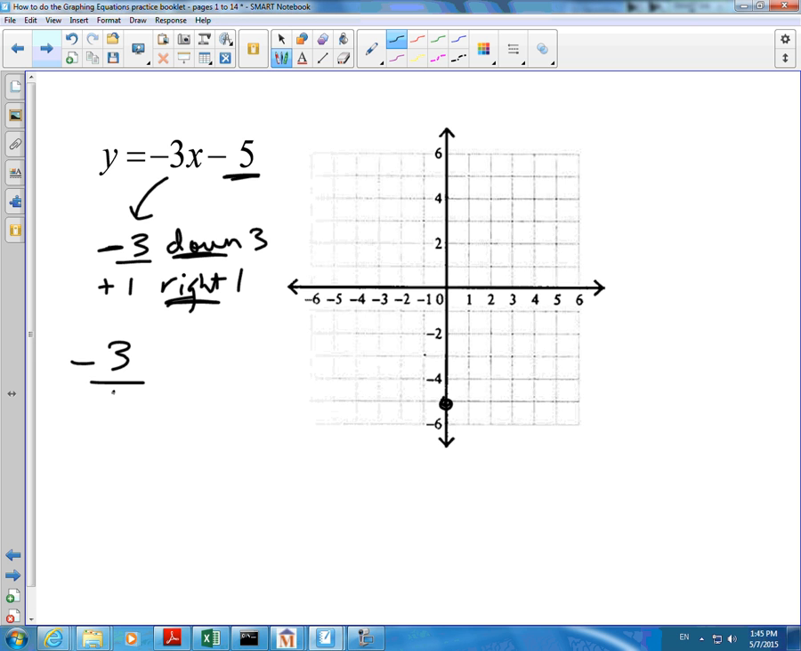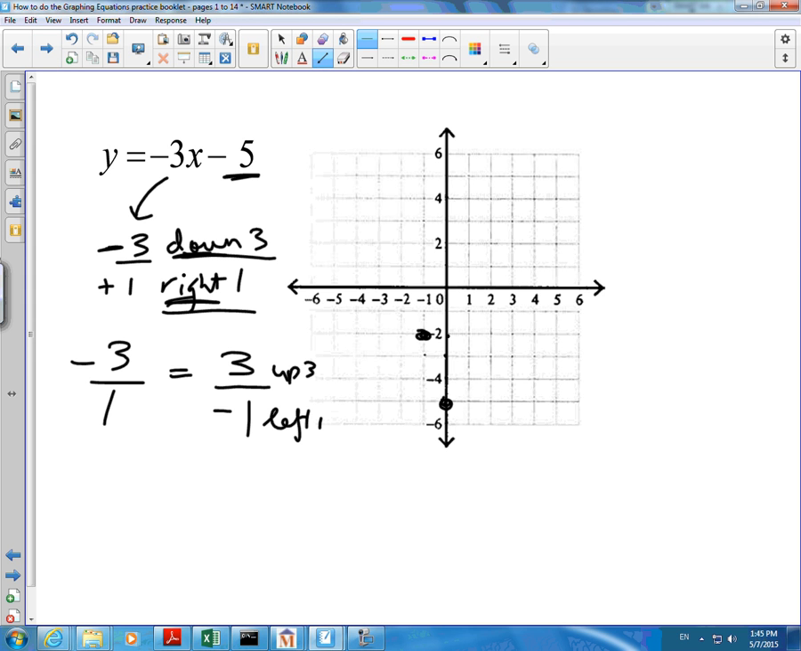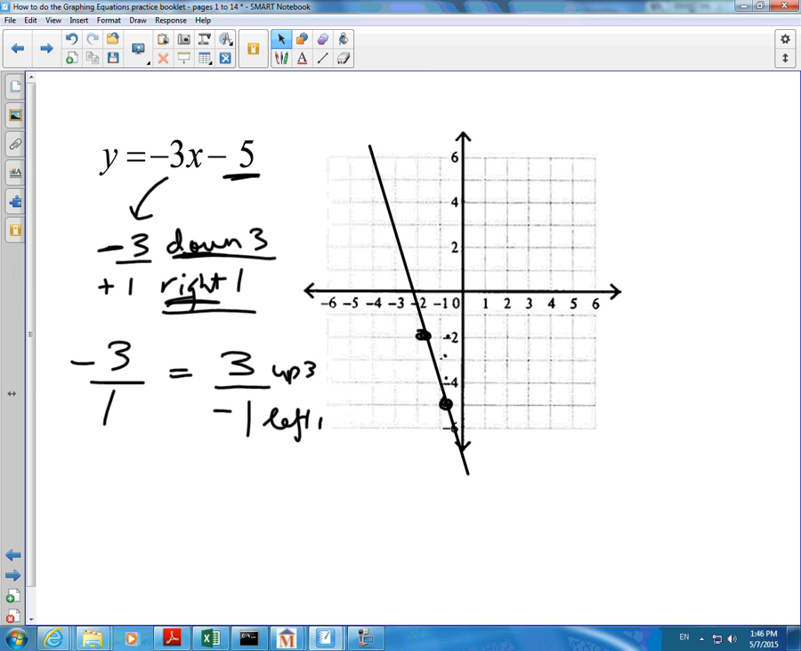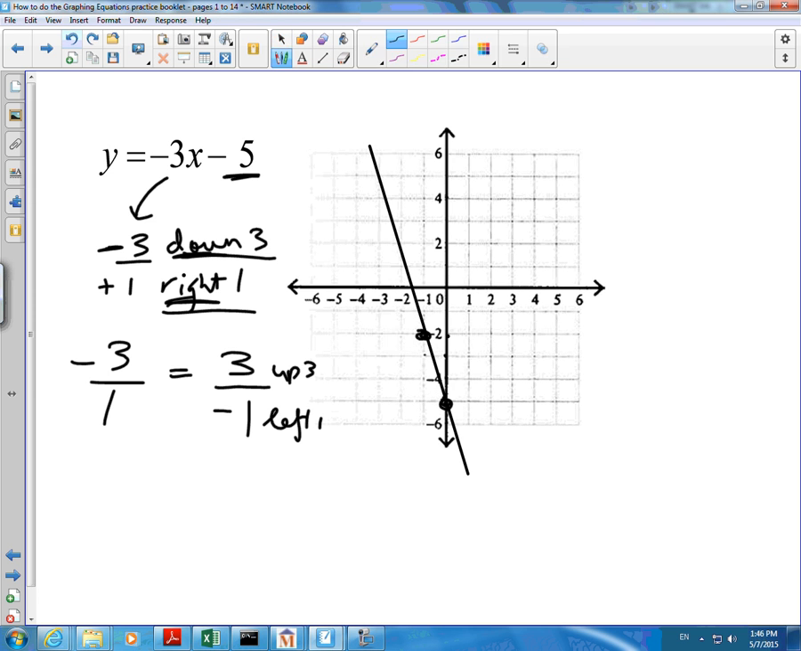So -3 over +1, remember, is the same as saying 3 positives over -1. So instead of going down 3 and right 1, I can go up 3 and left 1. So that would mean 1, 2, 3 up and left 1. And I still get a negatively sloped line. In other words, as I go from left to right, I'm going downhill. Lovely. Just taking the time to put arrows on those, since that line does go forever.